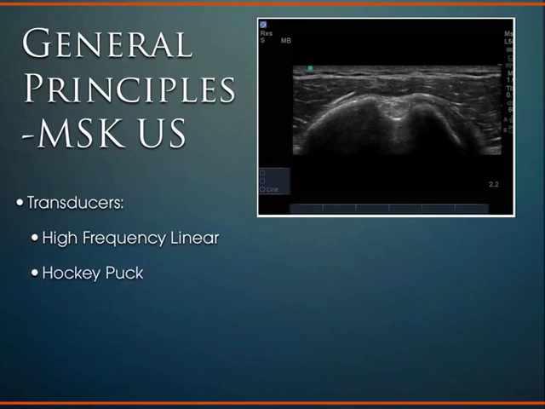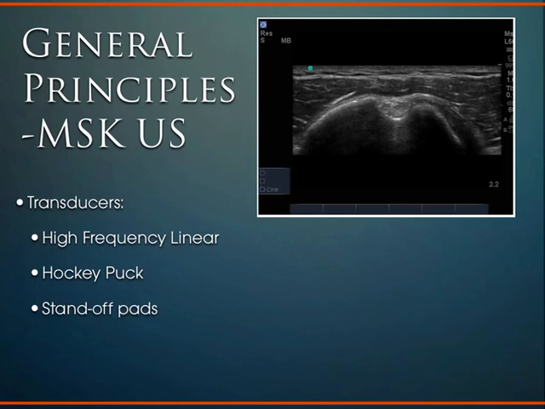And we need the linear probe because of the focal points that are variable with the curvilinear probes. We need a broad spectrum view, and so the linear probes are important. And there are other specific MSK transducers as well. One's called hockey puck. It's a really small, skinny transducer that is helpful for little small digits and things like that. So there are some nuances for MSK as well.